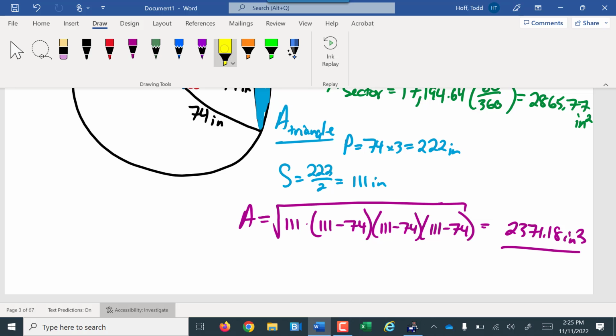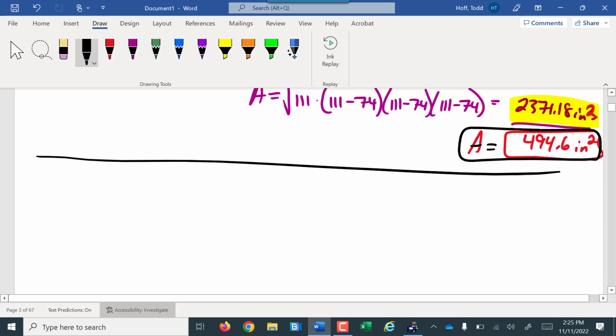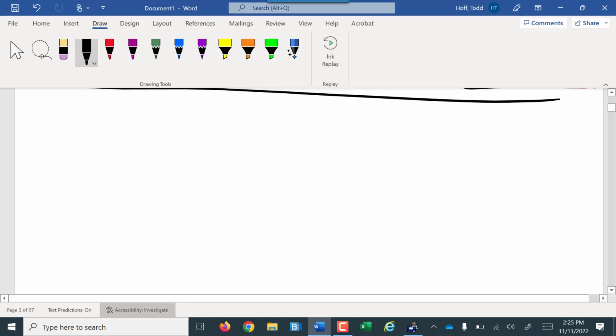Square inches, and then we subtract those two to get 494.6. Looks good to me. 494.6, close enough. I got 492.60. Yeah, 494.6. You get it. What's a few thousand square inches amongst friends?